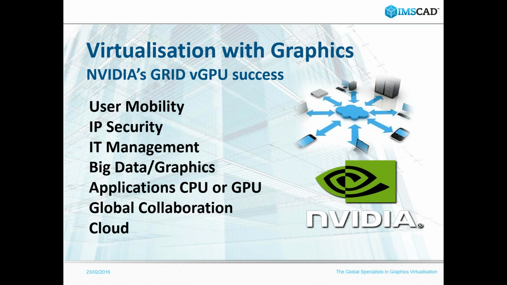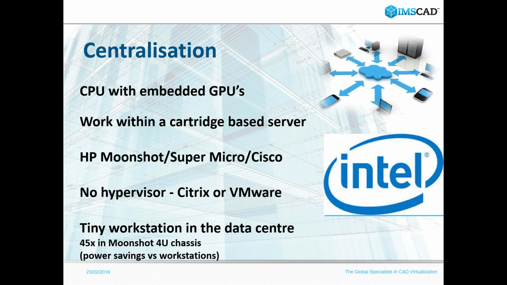And NVIDIA are involved in all this stuff, and their solutions with vGPU are more and more used and adopted. So what's happened with Intel, of course, is they've developed a GPU effectively embedded on the CPU, which is on the same silicon. That's a really interesting way of doing it. And of course, you're then putting it into a specific server, which is a cartridge-based server.